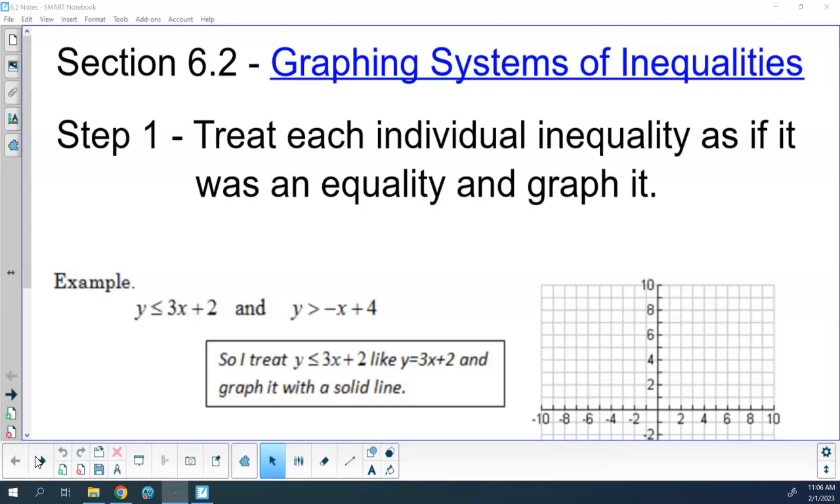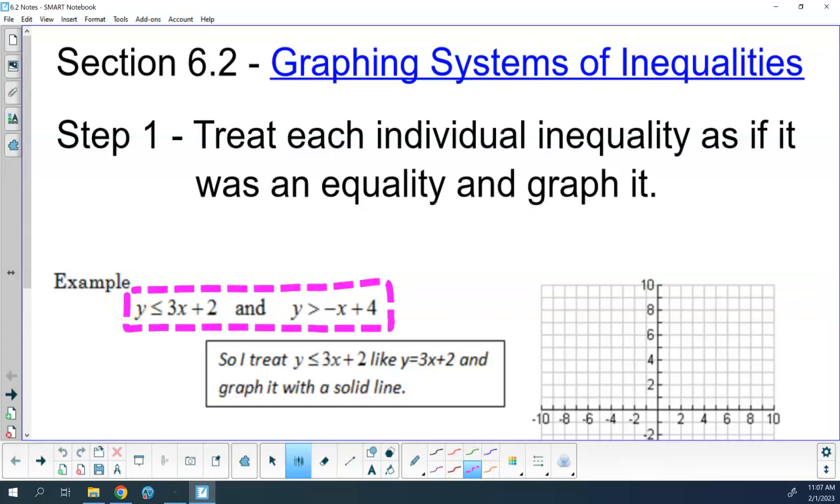Now, because we're dealing with inequalities, we graphed single inequalities back in first semester, way back in Unit 2. We looked at it back in October, beginning of October. And so now we're going to look for an area on our graph that makes all of our inequalities true. Okay? All right? So this right here is my system of inequalities. Okay, so we have two inequalities in this one.